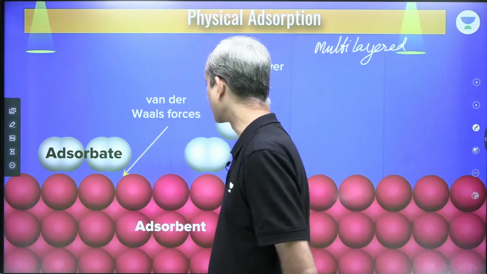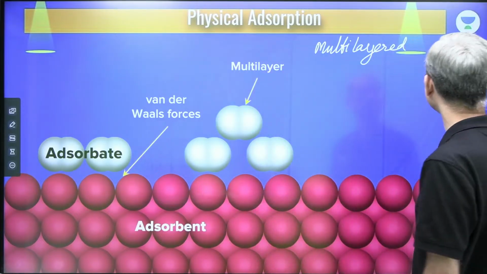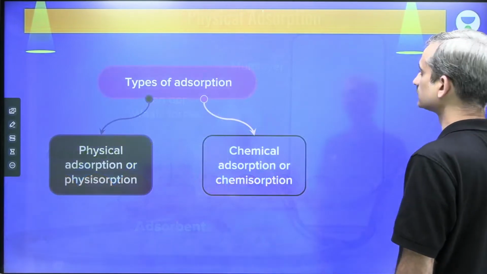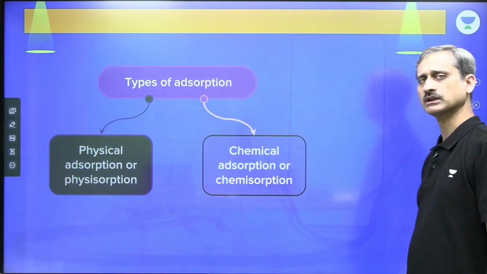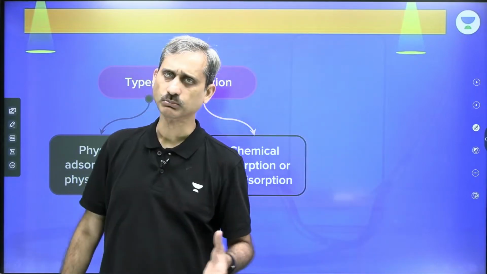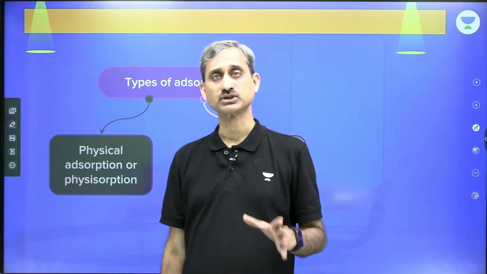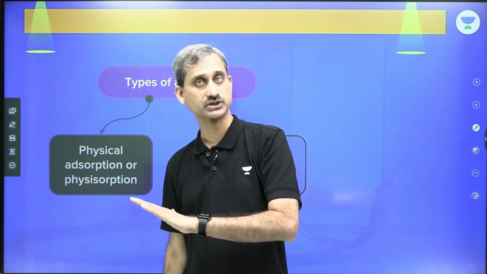Is this clear? Okay. So that's what we have as multi-layered. Physical adsorption is multi-layered. And further, in case of physical adsorption, the amount of energy that is involved is much lower as compared to bond energies. So if that particular energy is provided, the physical adsorption is easily reversed.